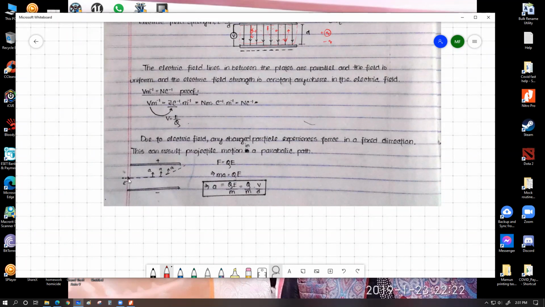The moment the electron enters this part, it will start to accelerate from the very instant it enters the electric field. So the acceleration should be from the very beginning. It's not supposed to be working from here. It should work from as it enters into the electric field.